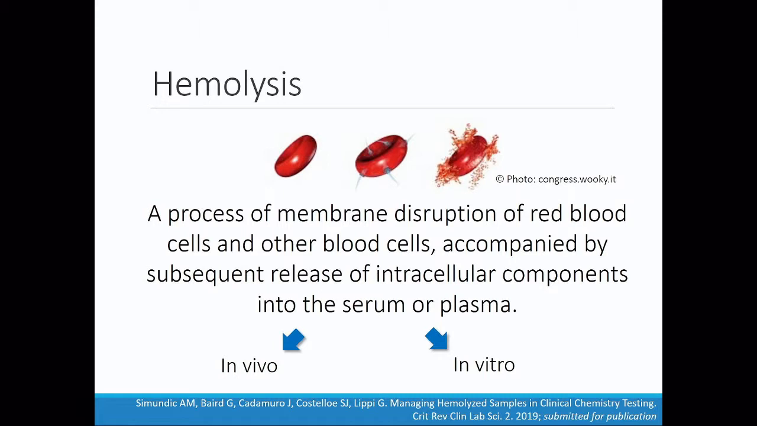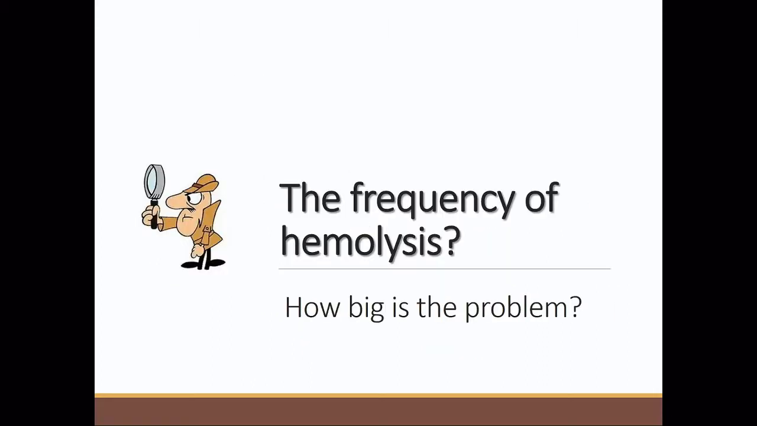So just to define hemolysis, hemolysis is a process of membrane disruption of red blood cells, but not only red blood cells, also other blood cells, accompanied by a subsequent release of intracellular components into the serum or plasma. And we can talk about in vivo and in vitro hemolysis, and in my talk, I will focus only on in vitro hemolysis. So what is the frequency of hemolysis?